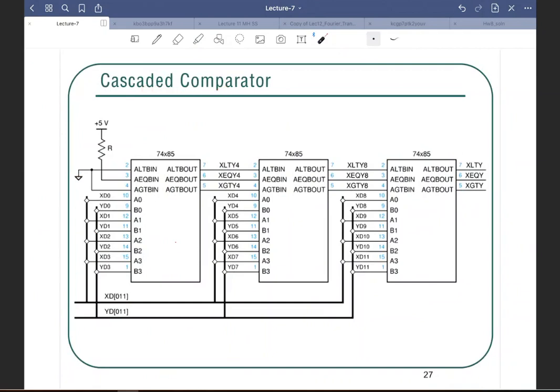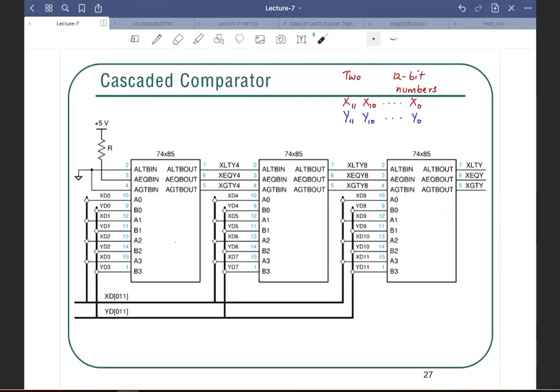So what do we have over here? We have an exercise of comparing two 12-bit numbers. You can view that as maybe X11, X10, all the way down to X0. That is being compared with Y11, Y10, all the way down to Y0. So if you want to compare these two numbers using this 74x85 chip, which is only going to allow you to compare two 4-bit numbers, then you need three of those chips.